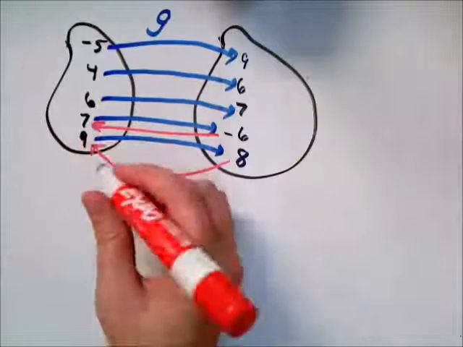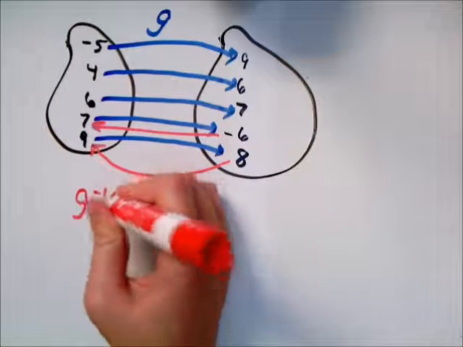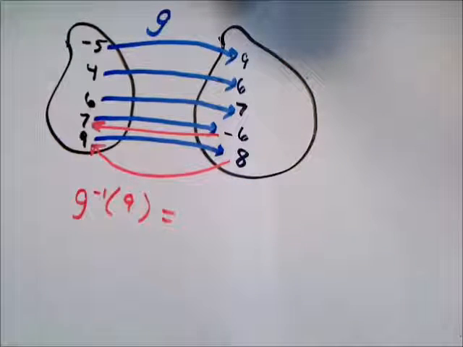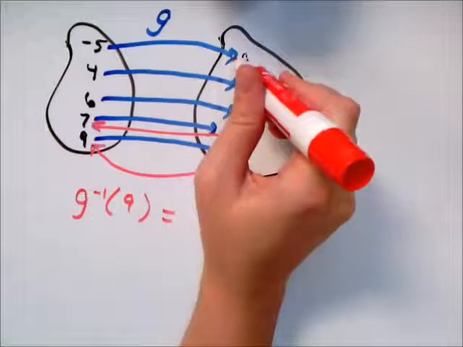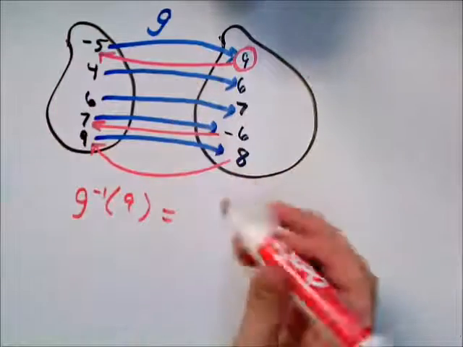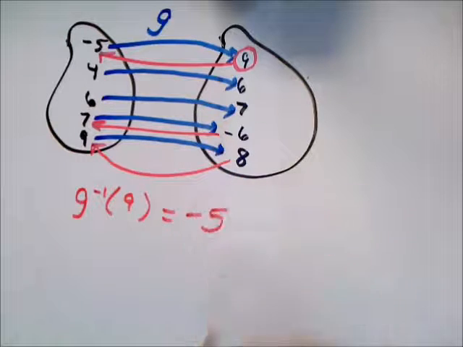So if they gave you these points on g, and they ask you for g inverse of 9, be careful, you're not putting 9 into the original function. G inverse goes backwards. So you're putting in this 9, and you're getting out -5. So it switches all your x and y points.